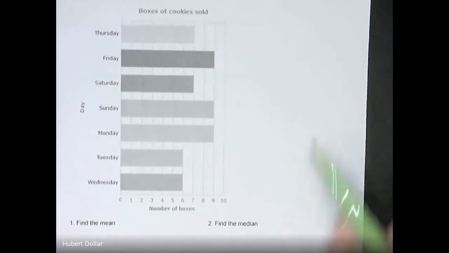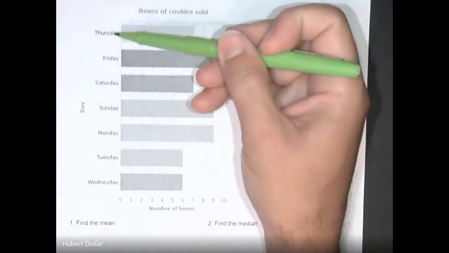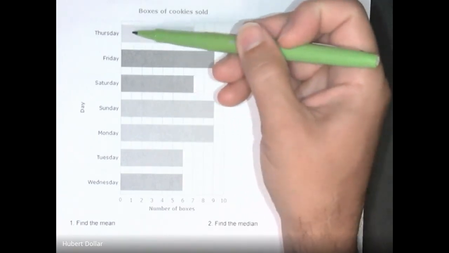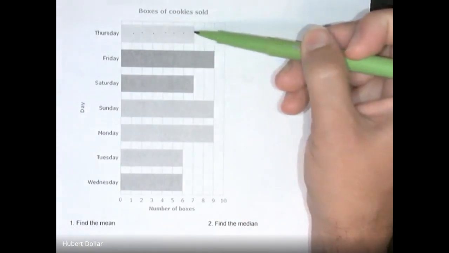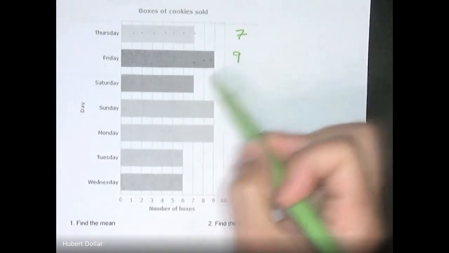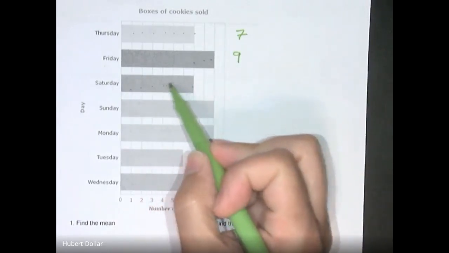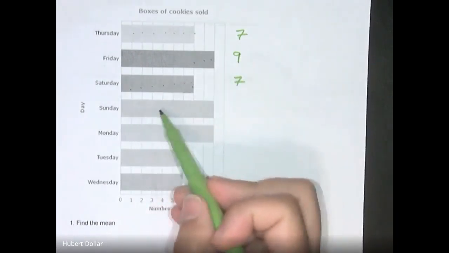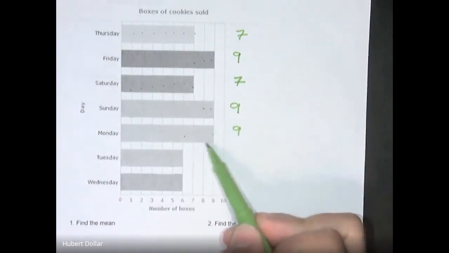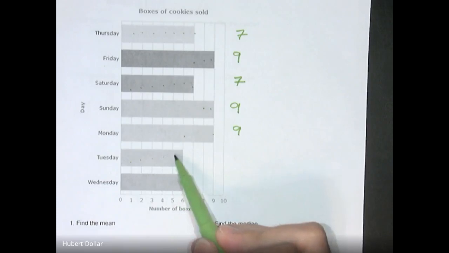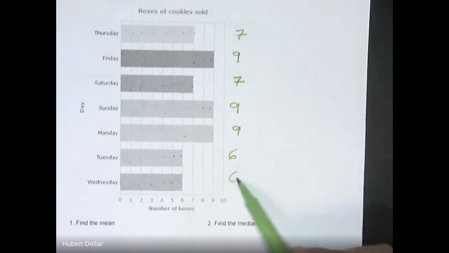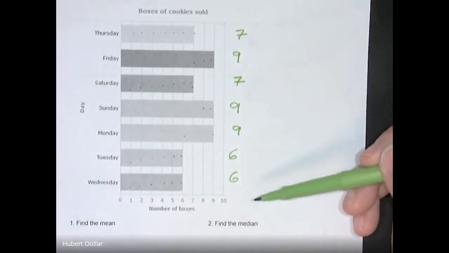Now, to read a histogram, it doesn't matter that that is Thursday. It matters that Thursday happened once, twice, 3, 4, 5, 6, 7 times. So that's a 7. Friday, 8, 9. Saturday is 1, 2, 3, 4, 5, 6, 7. Sunday is 8, 9. Monday is 9. Tuesday is 1, 2, 3, 4, 5, 6. And then Wednesday is 1, 2, 3, 4, 5, 6. So these are our data or our numbers.